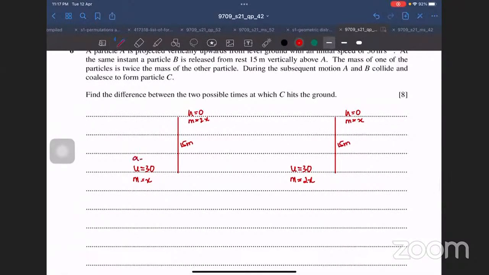I'm going to say that this acceleration is minus 10, this acceleration is 10. If this travels a distance of, let's say, s, this will travel a distance of 15 minus s, and the time for both will be same. So it's a long question from here.